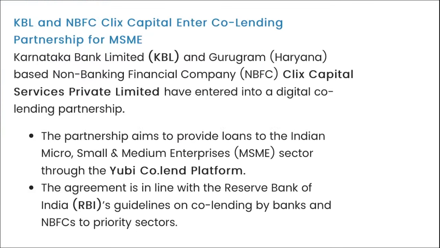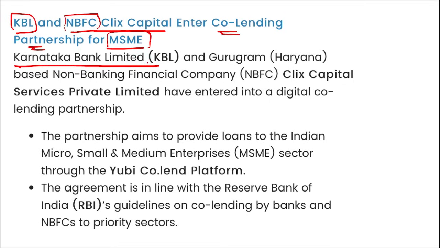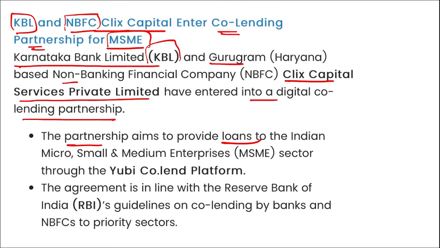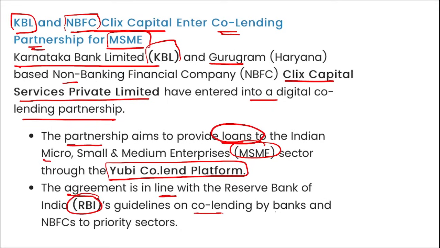Next is KBL, that is Karnataka Bank Limited, and NBFC Clix Capital. They have entered into a co-lending partnership for helping the MSMEs grow. I repeat, KBL and Gurugram, Haryana based NBFC Clix Capital Services Private Limited have entered into a digital co-lending partnership. The partnership aims to provide loans to the Indian MSME sector through the UB Co-lend platform, and the agreement is in line with RBI's guideline on co-lending by banks and NBFCs for priority sector.